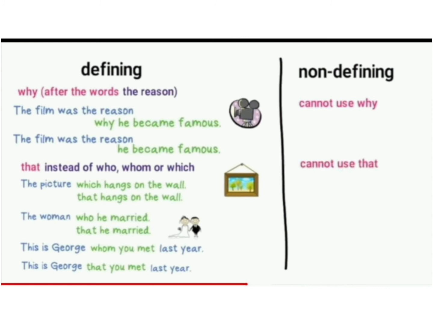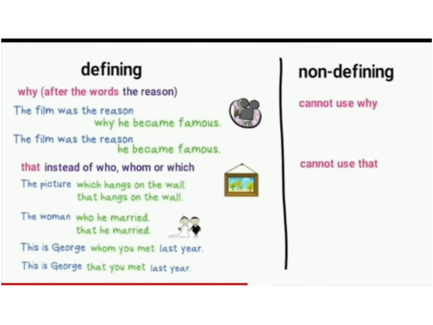That instead of who, whom, or which. The picture which hangs on the wall. The picture that hangs on the wall. The woman whom he married. The woman that he married. This is George whom you met last year. This is George that you met last year. That also cannot be used in non-defining relative clause.